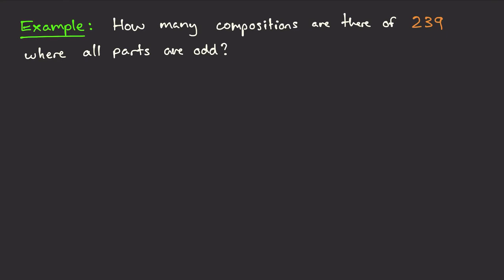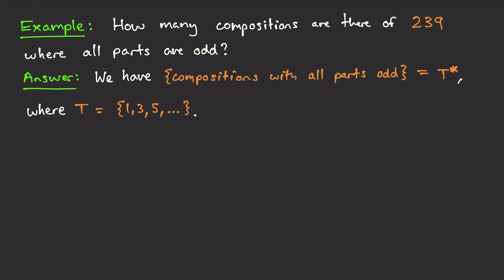The set of all compositions is exactly the star of the set of positive integers. In the same way, the set of all compositions where every part is odd is exactly the star of the set of odd integers. So we let T be the set of odd positive integers and observe that the set of compositions we're interested in is equal to T star.